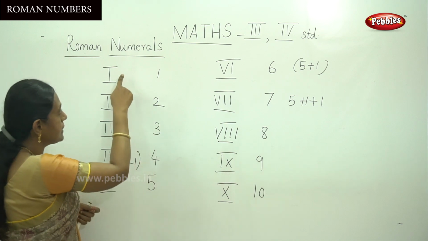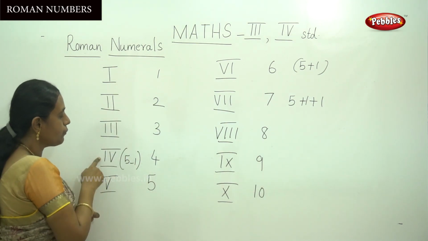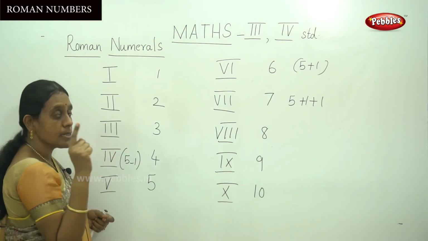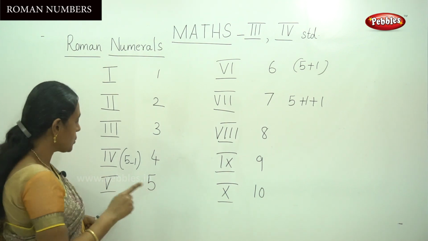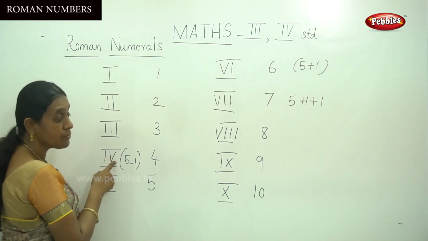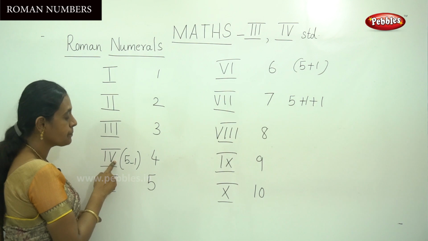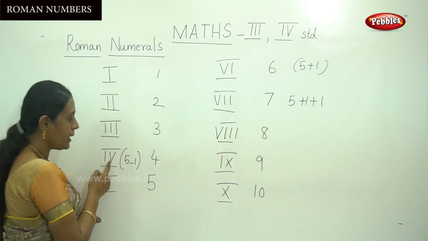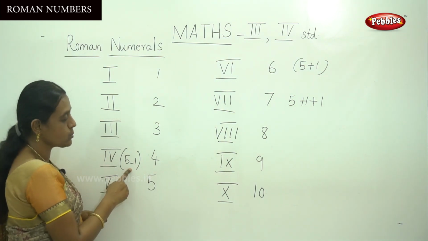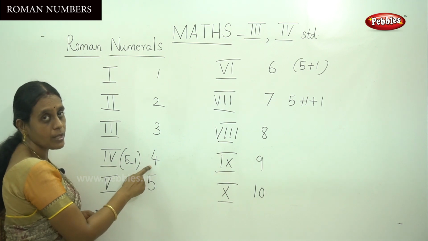So the basics are 1, 2, 3, and for 4 the same sign cannot be repeated. So write 1 and 5. You add the smaller numeral on the left, that is 5 minus 1, which gives 4.